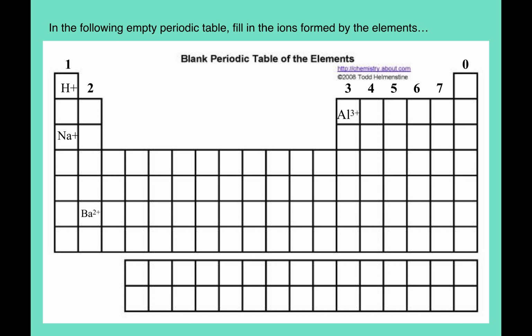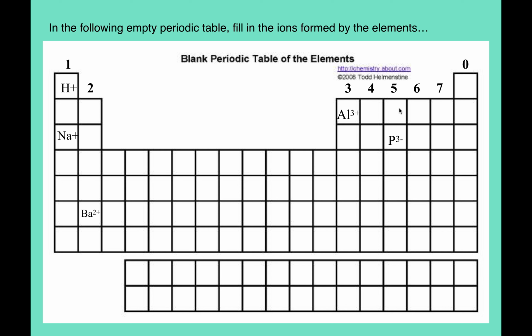Aluminium's in group 3, loses 3 electrons to form Al3+. Carbon, which is here, and also silicon, we don't write ions for carbon and silicon because it's not possible for them to lose or gain 4 electrons to get a noble gas electronic configuration. They don't form ions. They do something else, which we'll talk about soon.